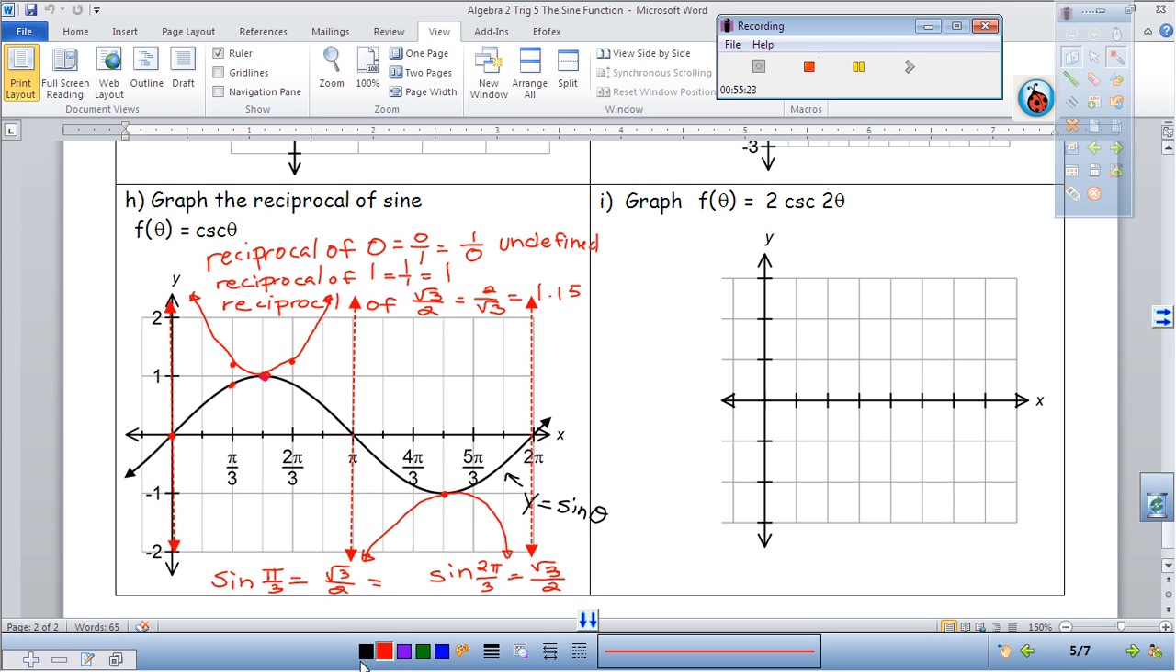Okay, so now we're going to graph the function f of theta equals 2 times the cosecant of 2 times theta. So our first thing we need to graph is the sine curve for that. We're going to graph f of theta equals 2 times the sine of 2 theta. So everyone graph that for me right now. Find the period, the frequency, all that good stuff. Everyone's graphing that for me.